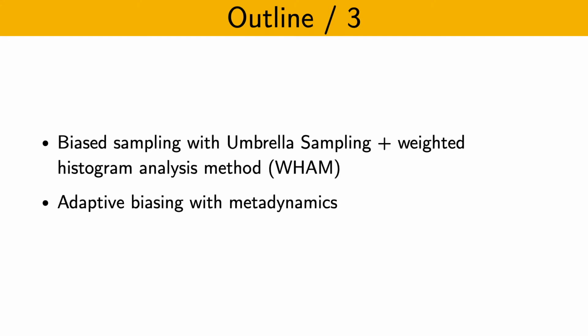The first one is umbrella sampling, and it's based on introducing static bias potentials, so bias potentials that depend on the position in collective variable space but do not depend on time. And the second method instead is based on defining bias potentials that change adaptively over time, and it's metadynamics. So let us get started with umbrella sampling.